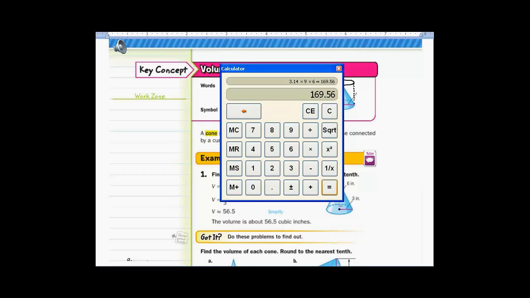It's 1/3 of that cylinder. So we just use a cylinder formula. So to make it work for a cone, we have to divide it by 3. 56.52, rounded to the nearest tenth, 56.5.